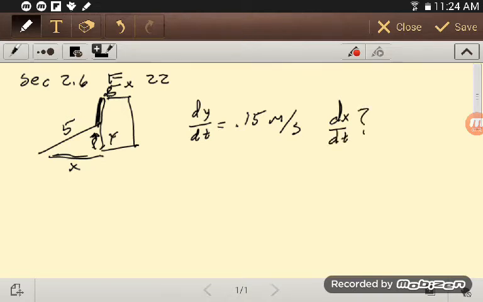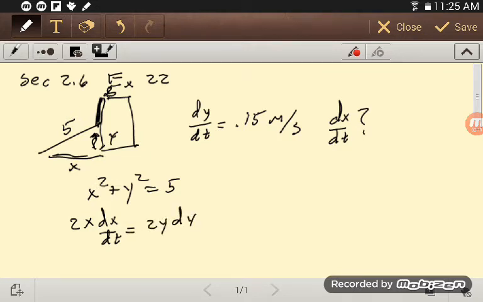Well, what we know relating everything is simply that x squared plus y squared is always equal to 5 squared. And so if we take derivatives, because x and y are functions of t, then we have 2x dx/dt plus 2y dy/dt is equal to 0.